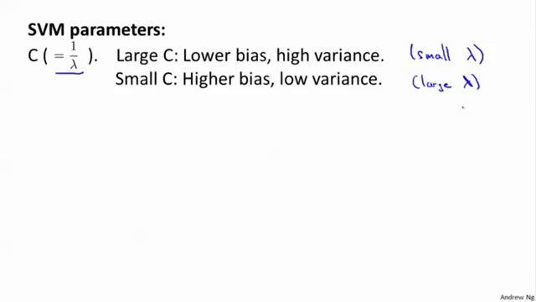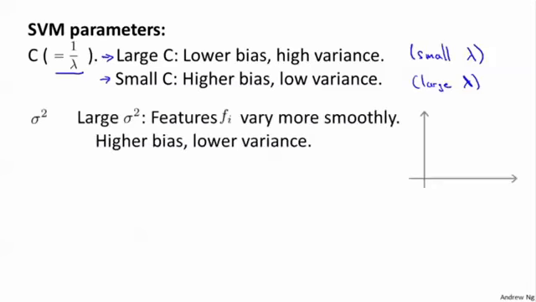And so a hypothesis with large C has a higher variance and is more prone to overfitting, whereas a hypothesis with small C has a higher bias and is thus more prone to underfitting. So this parameter C is one of the parameters we need to choose. The other one is the parameter sigma squared, which appeared in the Gaussian kernel.